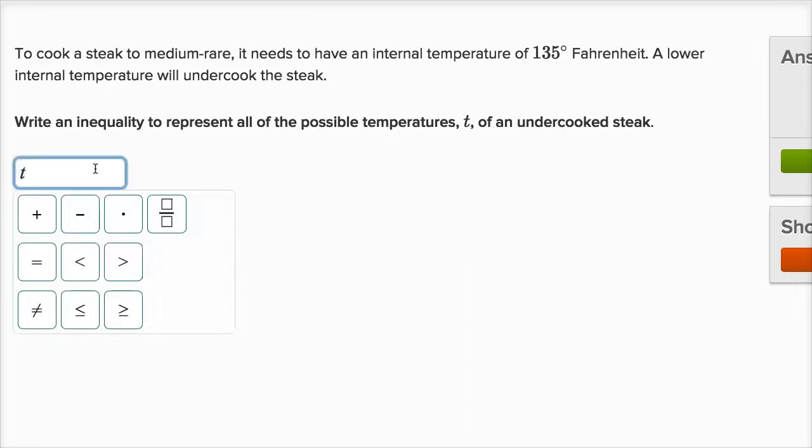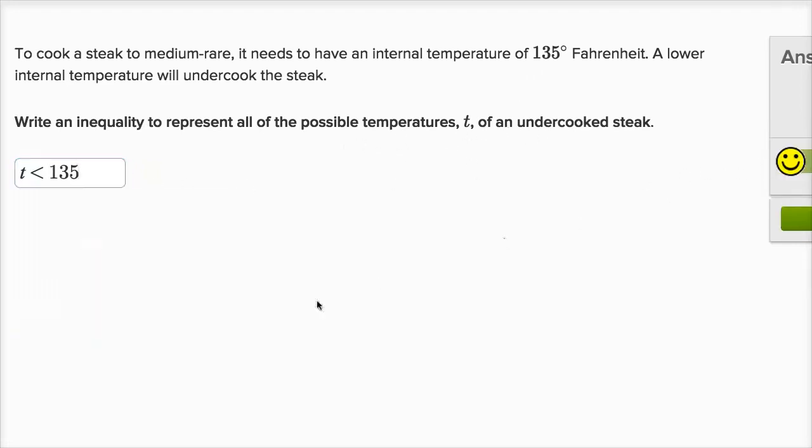You could either just use the less than on your keyboard, or you could click over here on less than. Your temperature is going to be less than 135. We're assuming your temperature is in Fahrenheit degrees. So your temperature needs to be less than 135 degrees Fahrenheit if you are going to have an undercooked steak. So we got that one right. Let's do a couple more, or one.